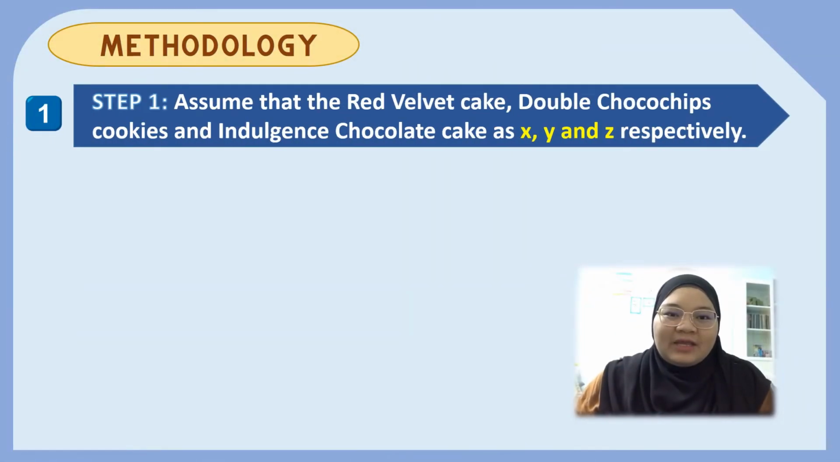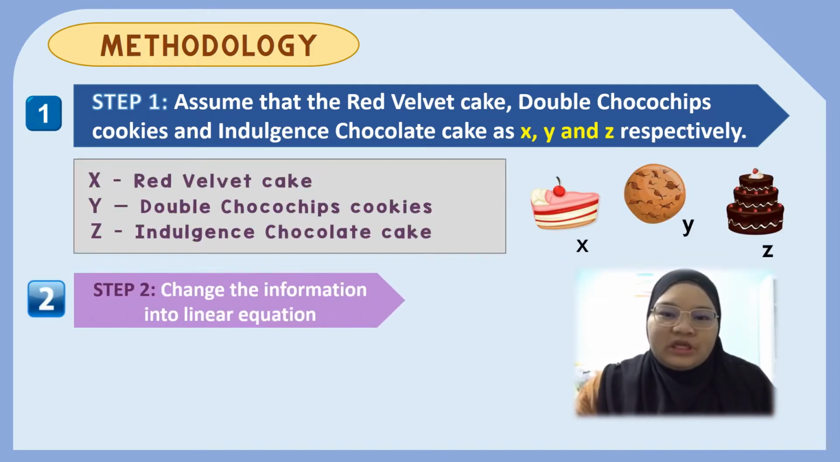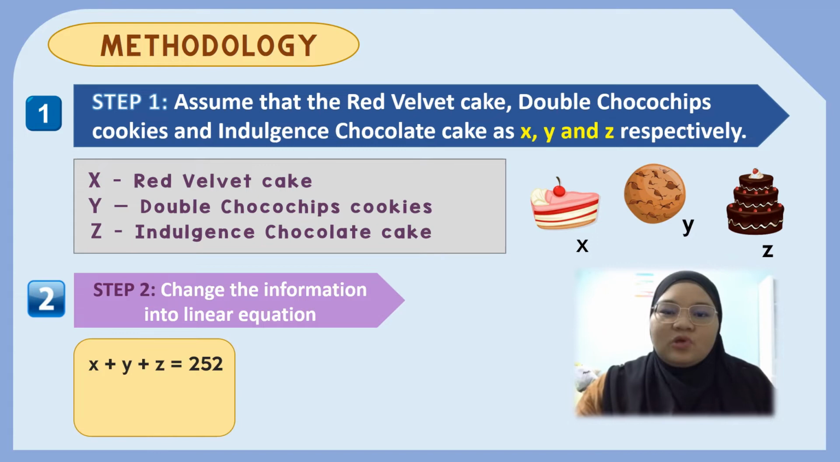Step 1, we assume that the red velvet cake, double chocolate chip cookies, and indulgence chocolate cake are X, Y, and Z. From all the information we get, we form the linear equations. For the first equation, we refer to the statement that the total production of these three items per week must be only 252 packs. So the first equation is X plus Y plus Z equals 252, where X is the red velvet cake, Y is the double chocolate chip cookies, and Z is the indulgence chocolate cake.